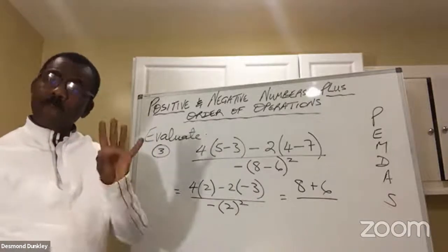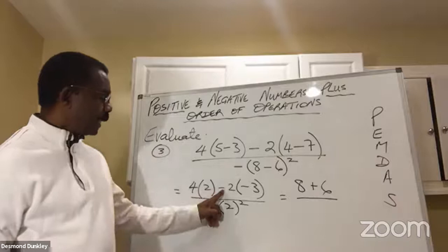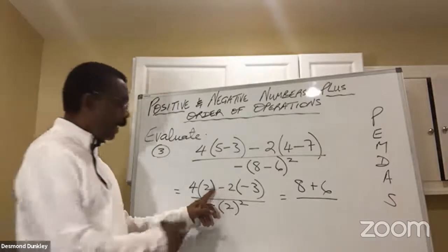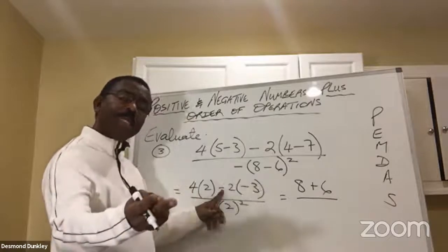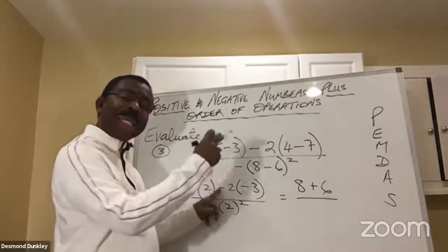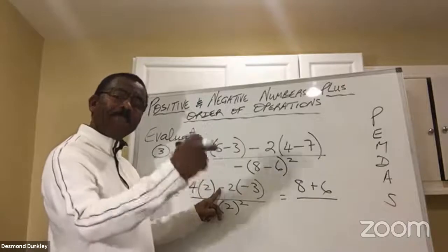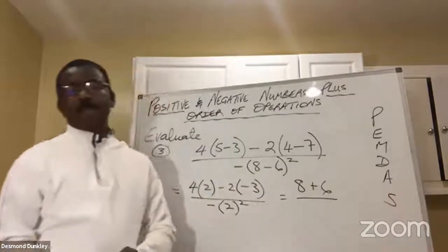Another way you could do the same process, you say, okay, think of this as a subtraction. You're going to subtract 2 times -3. 2 times -3 is -6. If you subtract a -6, it's minus minus becomes a plus.